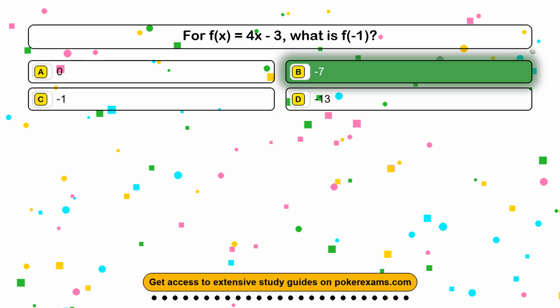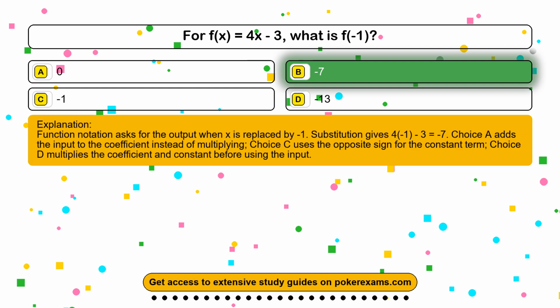The correct answer is option B, minus 7. Function notation asks for the output when x is replaced by -1. Substitution gives 4(-1) - 3 equals -7. Choice A adds the input to the coefficient instead of multiplying, choice C uses the opposite sign for the constant term, choice D multiplies the coefficient and constant before using the input.